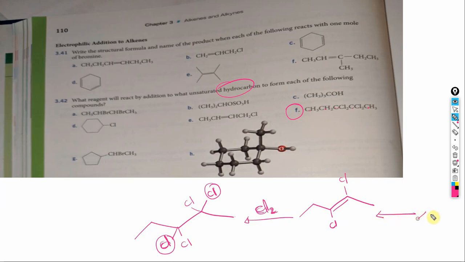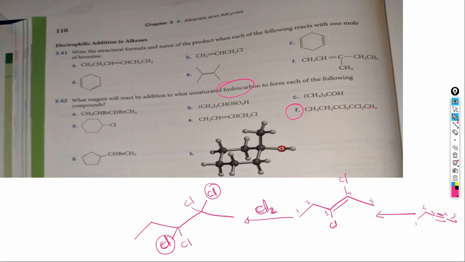because alkyne, so 1, 2, 3, triple bond, 1, 2, 3, 4, 5. That's a 5 carbon chain.